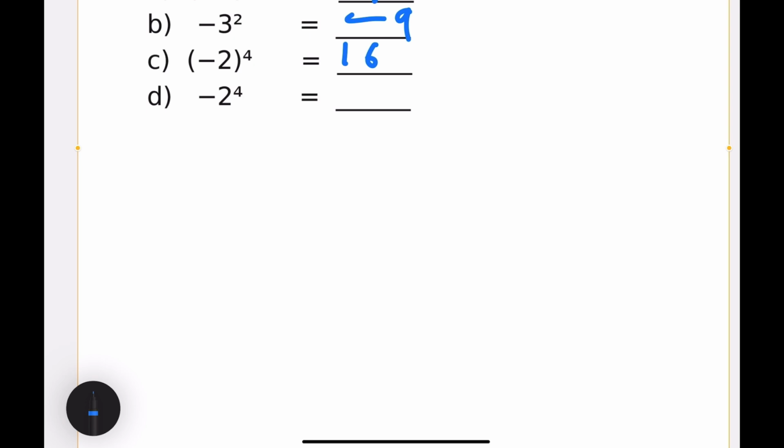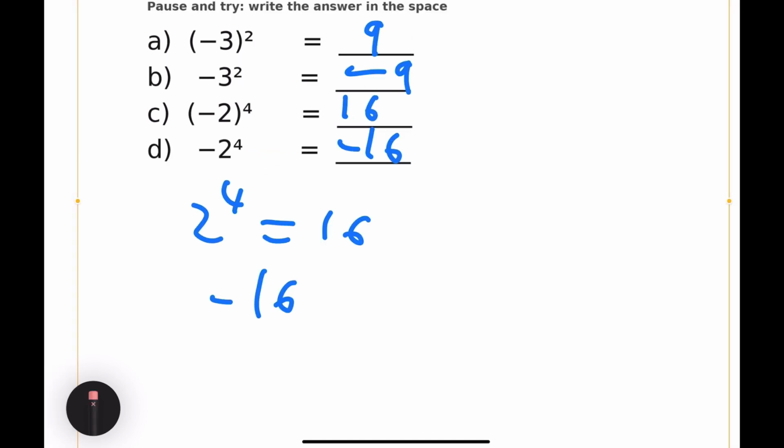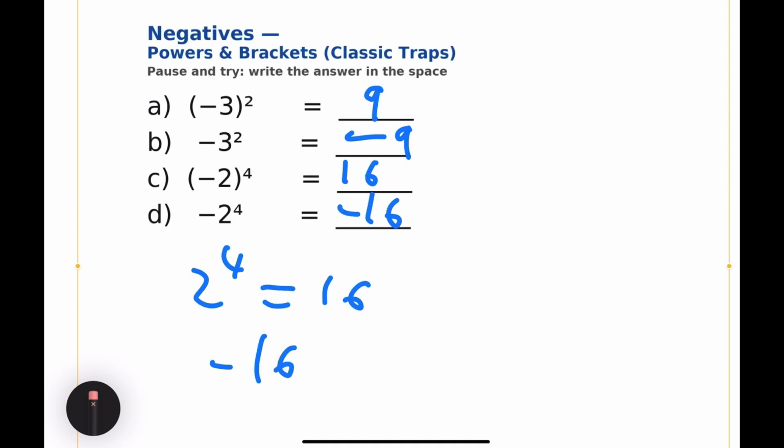However, minus 2 without brackets to the power of 4, we'd be doing 2 to the power of 4, which is 16. But then we need to remember that there's a minus sign in front, so it'd be minus 16. So hopefully that made sense. If not, write a comment down below what exactly you're struggling with, and I can help you out. So you need to remember when it's inside the brackets, you're squaring what's inside the brackets, but when there are no brackets, you're just squaring the number and putting the minus sign in front.